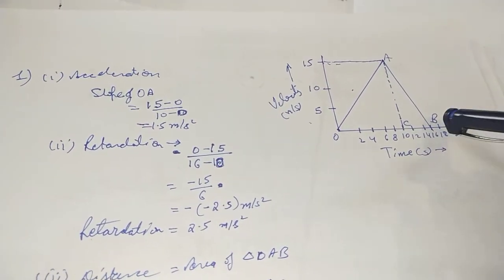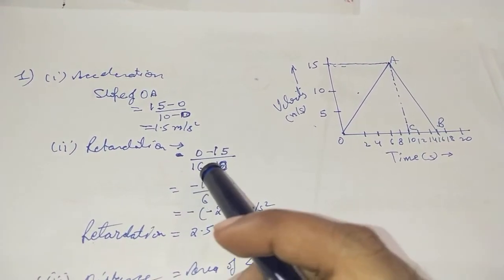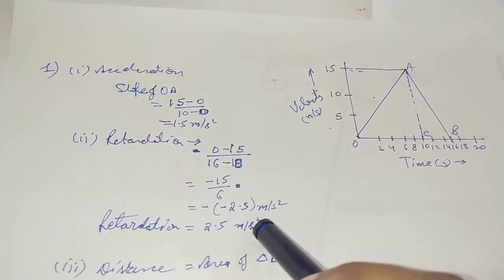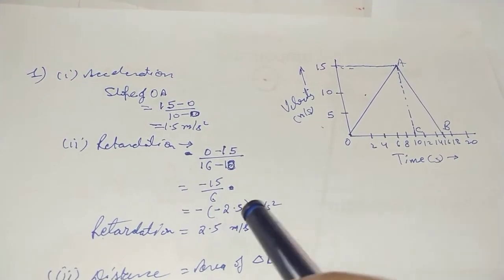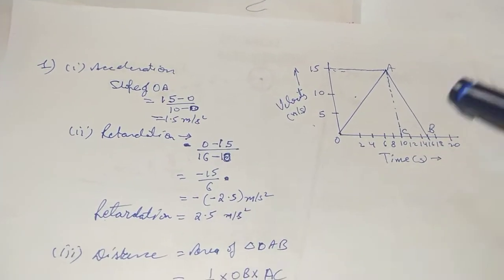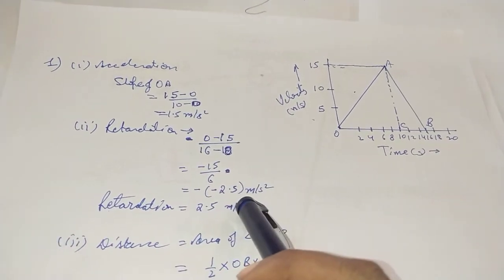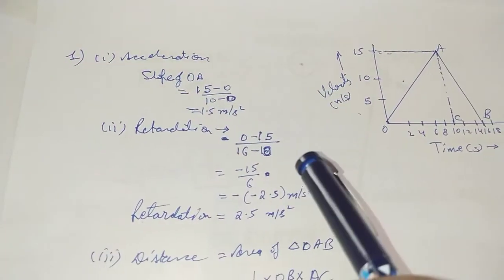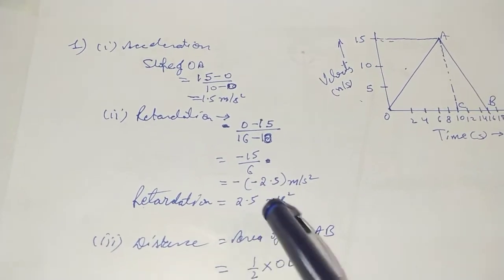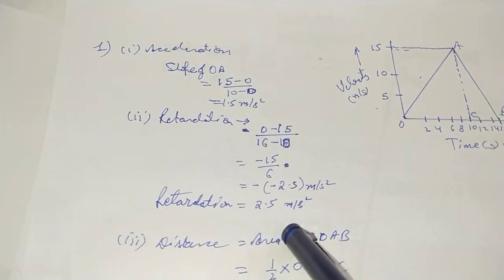So, again it will be y2 minus y1 upon x2 minus x1. So, that will be 0 minus 15 upon 16 minus 10. That will be minus 2.5. Now, since retardation is already a negative value, we will not write the minus sign. Had it been acceleration over this part, we would have written minus 2.5, but it says retardation. So, retardation itself is a negative value, so retardation value will be 2.5.